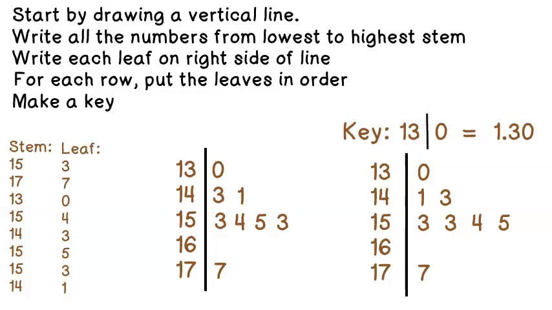Now, it's important to have the key because 13 bar 0 could represent 1.30 in this case, or it could represent 13.0 or 0.130 or 130. There's all the different combinations that it could represent, but you have to tell your user what the numbers represent. And that's how you make a stem and leaf plot.